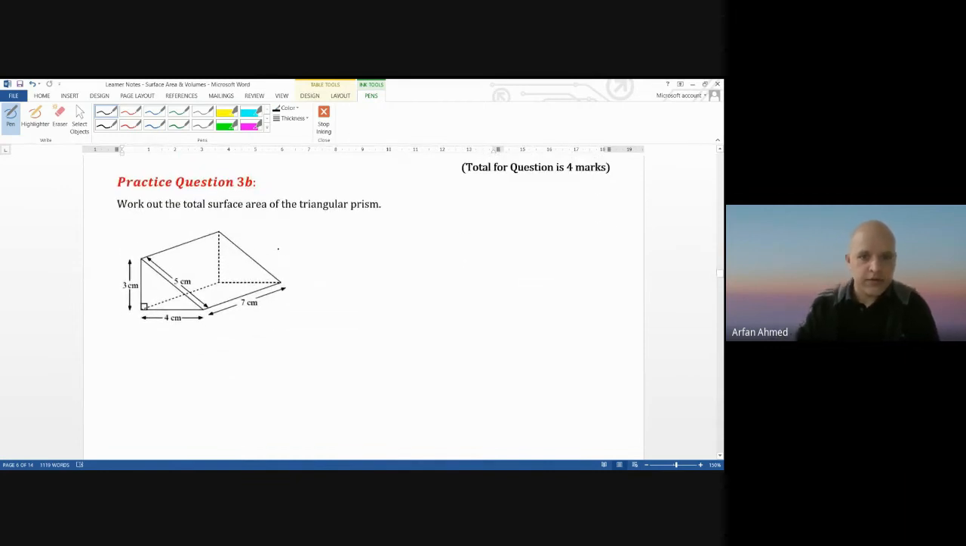Work out total surface area of this, right? Okay. So this is slightly different. This is different to a cuboid. How many faces have we got? We've got 2 triangles. That's 2. 3 for this bit here. 4 for the back. 5 for the base. You've got 5 faces.